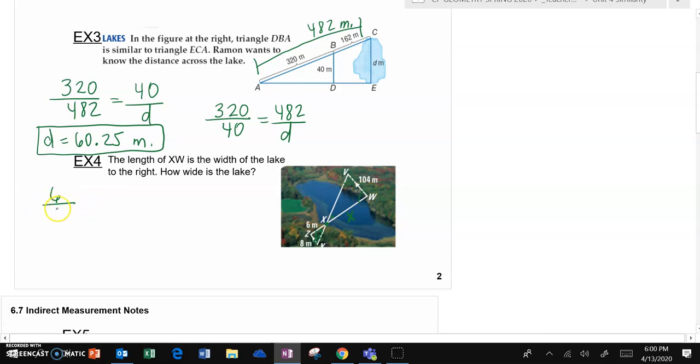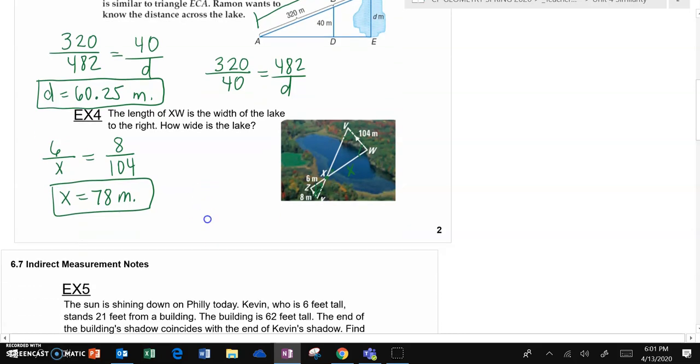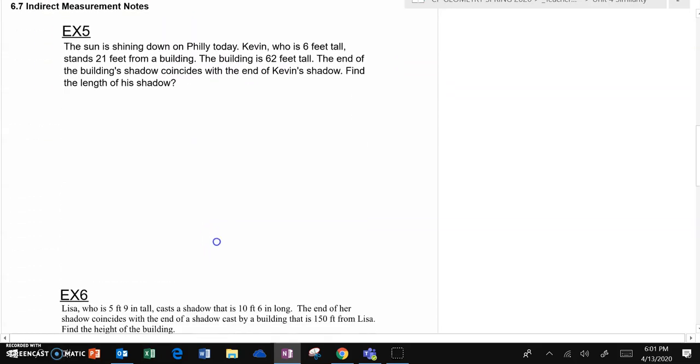All right, so 6 over x equals 8 over 104. Okay, and if you want to, as I mentioned last week, you can always redraw one of the triangles to be oriented the same way so that you can see the corresponding sides a little bit better if that helps you, but not necessary. So when we solve this for x, we get x equals 78 meters. So the width of that lake is 78 meters. Okay, let's continue on.